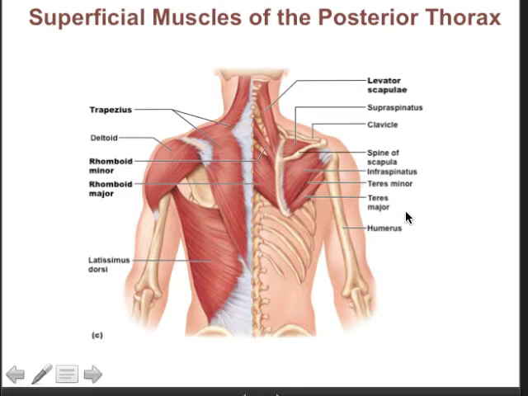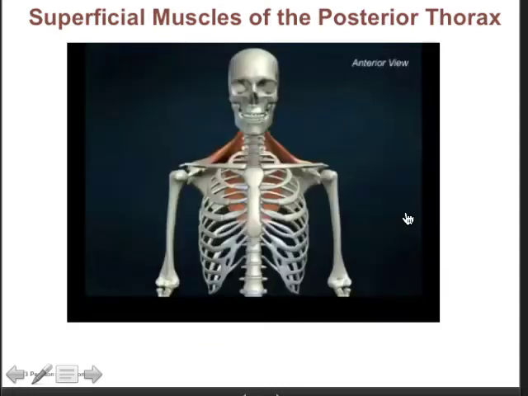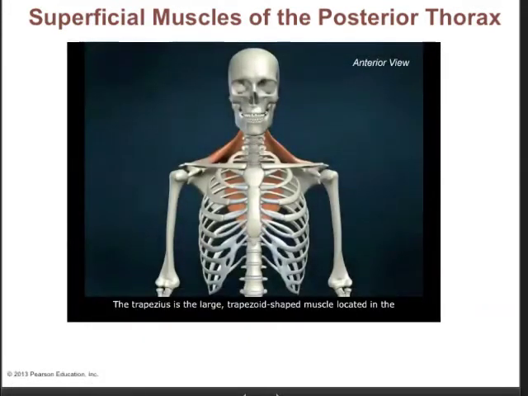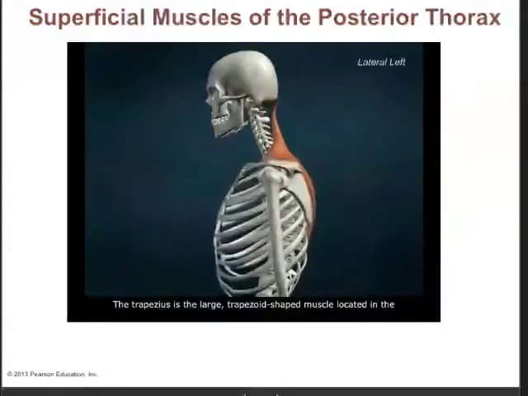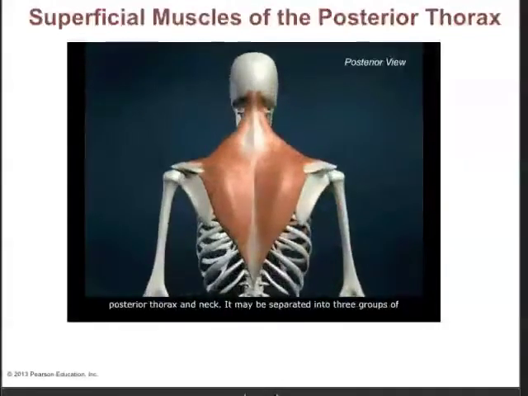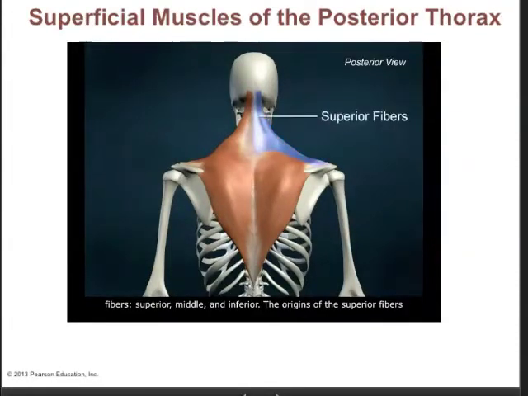So let's take a look at the superficial muscles of the posterior thorax. The trapezius is the large trapezoid-shaped muscle located in the posterior thorax and neck. It may be separated into three groups of fibers: superior, middle, and inferior.